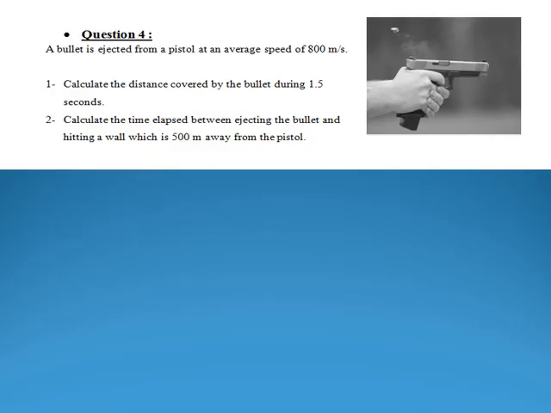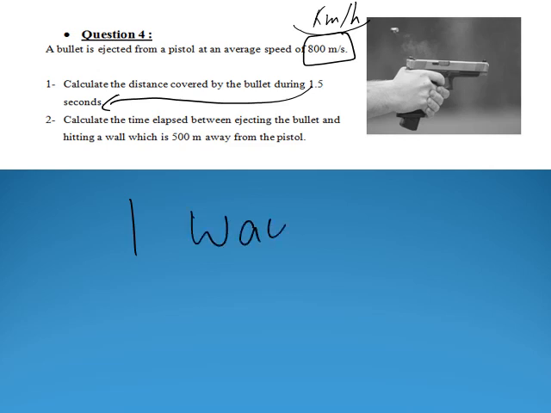Okay, be careful here. 800 meter per second is the average velocity. 1.5 seconds is the time. For example, if it's kilometer per hour, what do I have to do? Either I have to change kilometer per hour into meter per second, or I have to change 1.5 second into hour. These are two choices. You choose one. I want only one way in the exam.